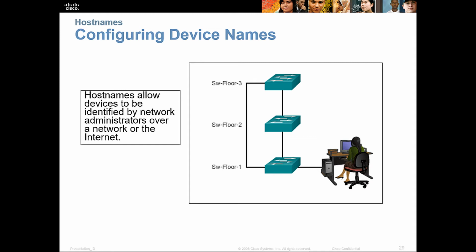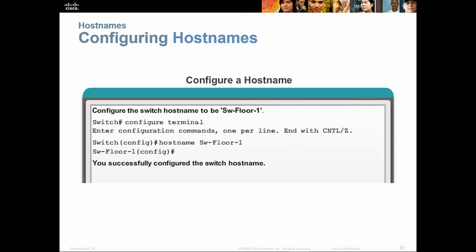So how do we configure the host name? We do that by, first of all, going from user mode to exec mode, from exec mode going to global configuration by again typing configure terminal. Once we're there, we can change the name by typing in hostname and our host name, sw-floor-1, and you'll notice the prompt changes from switch, that's the current name, to the new name of sw-floor-1.